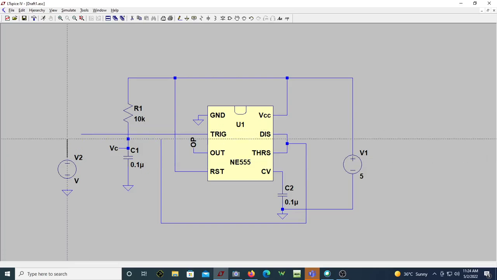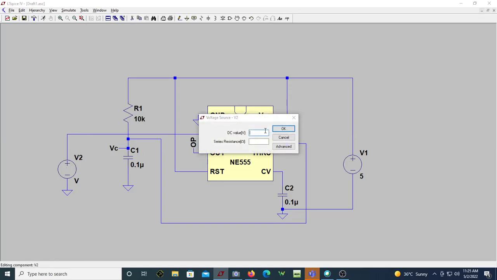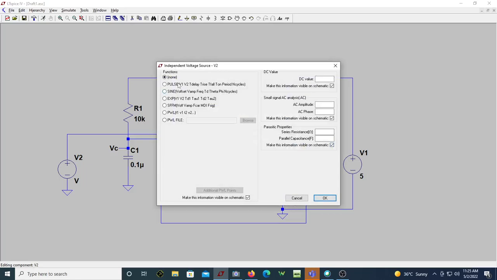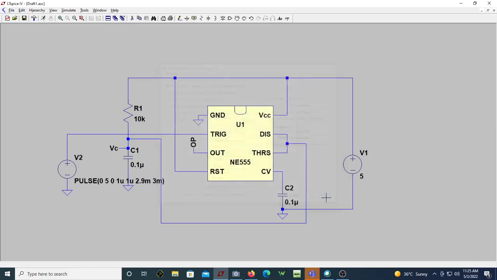I'm just connecting that trigger signal to pin number 2, and then let me go to advanced. So this is a pulse. The initial value, let me take it as 0, and the pulse value as 5. The delay, let me make it 0. The rise time, make it simply 1 microsecond. The fall time also 1 microsecond, and the on time, let us take it as 2.9 millisecond, and the total time is 3 millisecond. And let us have a number of cycles. Okay, this is the setup.